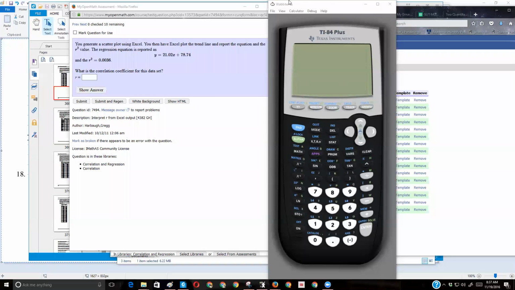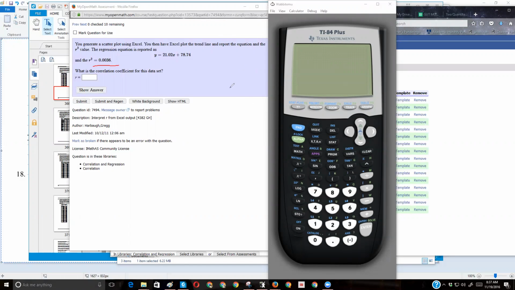So for this question, they're giving us a regression equation, and they're also telling us that r squared equals this value, which is pretty low, by the way, but that's okay. So how do we know what the correlation is when they just give me this information? So here's what you got to think about.